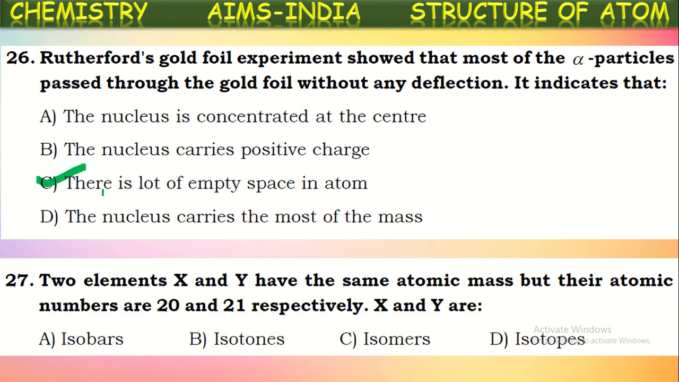Okay, next one. Two elements X and Y have the same atomic mass, but their atomic numbers are 20 and 21 respectively. Then what are these two elements X and Y? We have a definition. The atoms or elements with the same mass number but different atomic numbers are known as isobars. Here X and Y have the same mass number or atomic mass, but their atomic numbers are different. That's why we can say X and Y are isobars. Okay, X and Y are isobars.